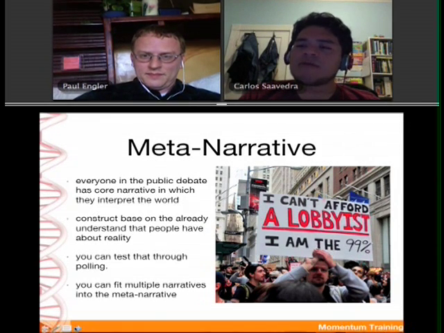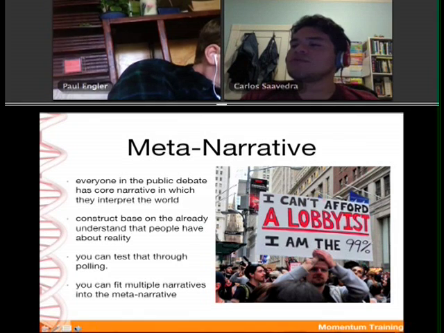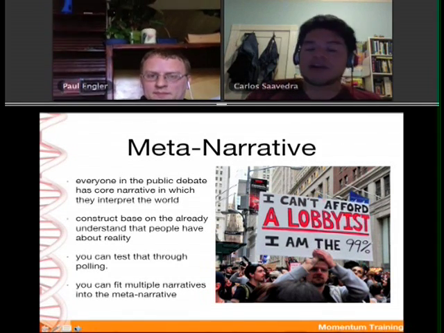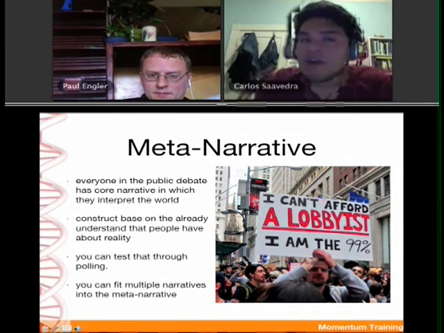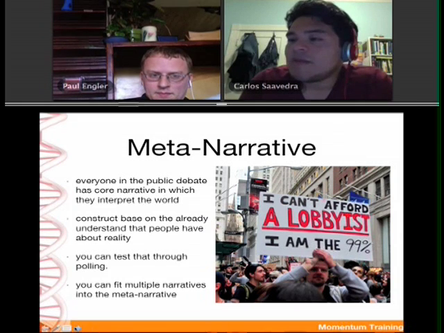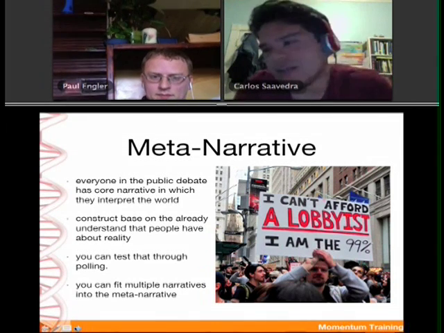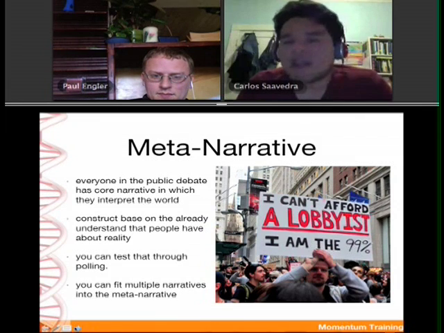So the other element will be meta-narrative. Pretty much it's the way that everybody in the public debate has a core narrative through which people can interpret the world. For example, Occupy was actually quite good about this, and a lot of people still use Occupy's meta-narrative. Even up to today, people talk about the 99% versus the 1%, right? Wall Street took all of our money, and we're all the people that are broke, and we've got to fight and unite and mobilize around that.